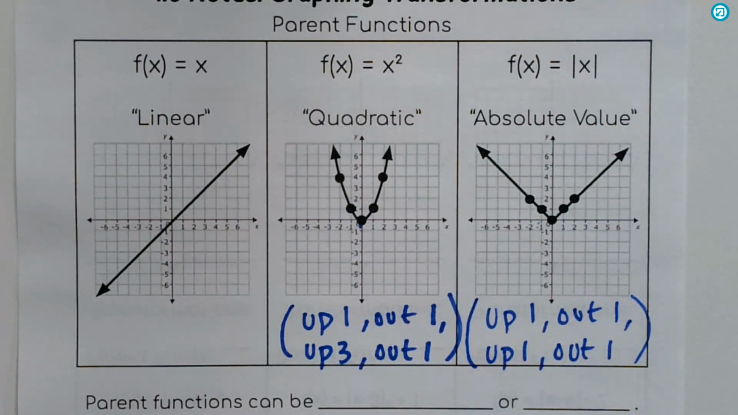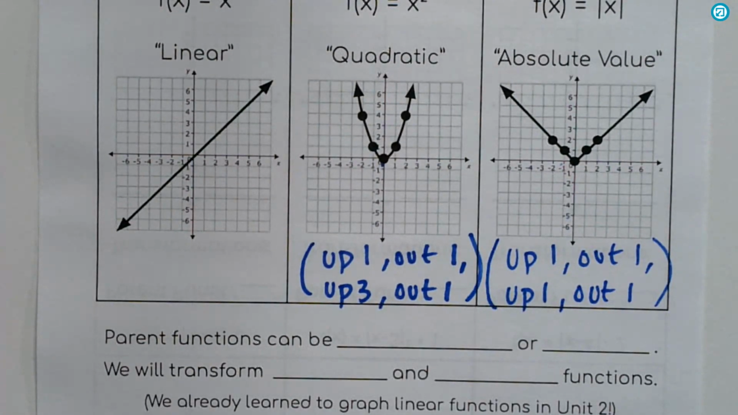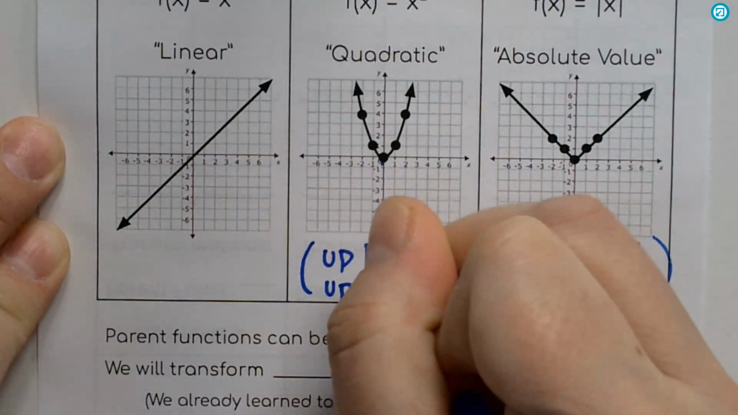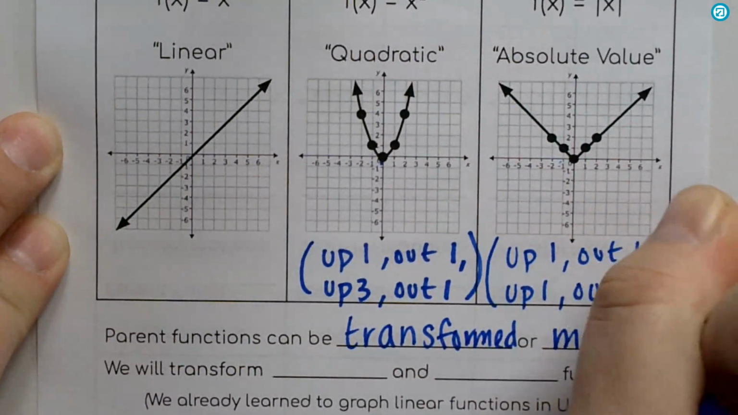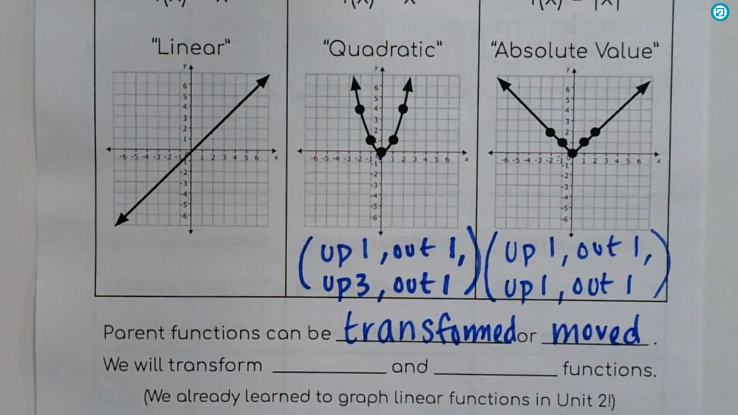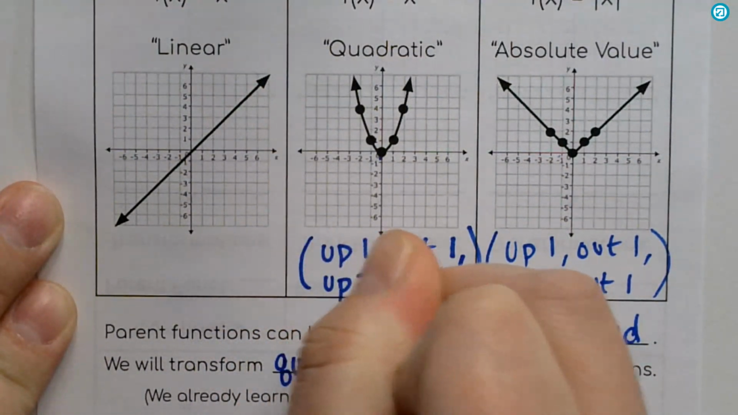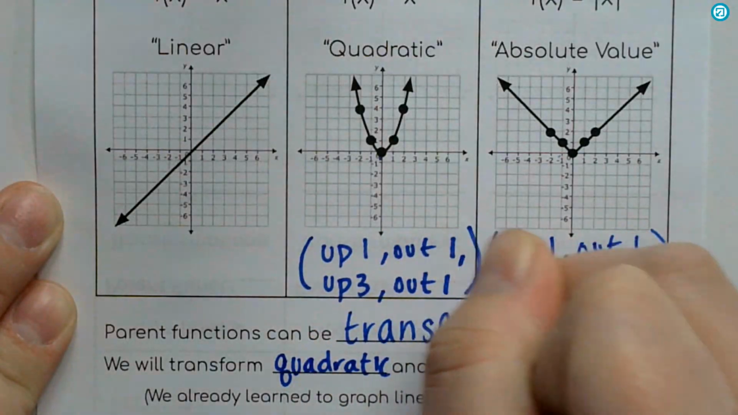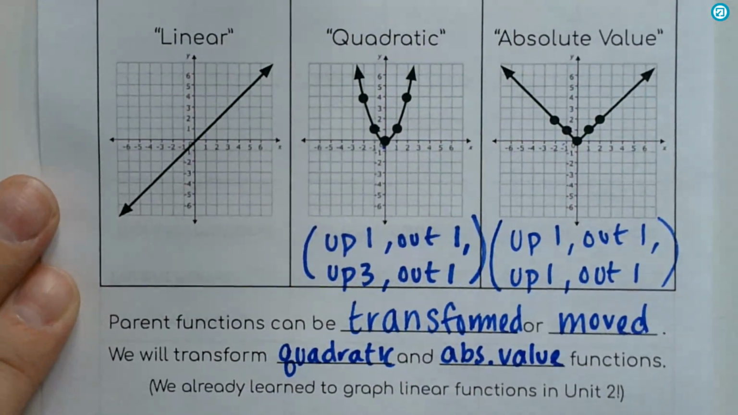Alright, so we've got these 2 shapes, and what we're going to be doing with them today is transforming them. So parent functions can be either transformed or moved. Transformed is just a fancy way of saying moved. Today we will be transforming our quadratic and our absolute value functions. Abbreviate absolute. I didn't make that blank long enough. And then there's a little note there.